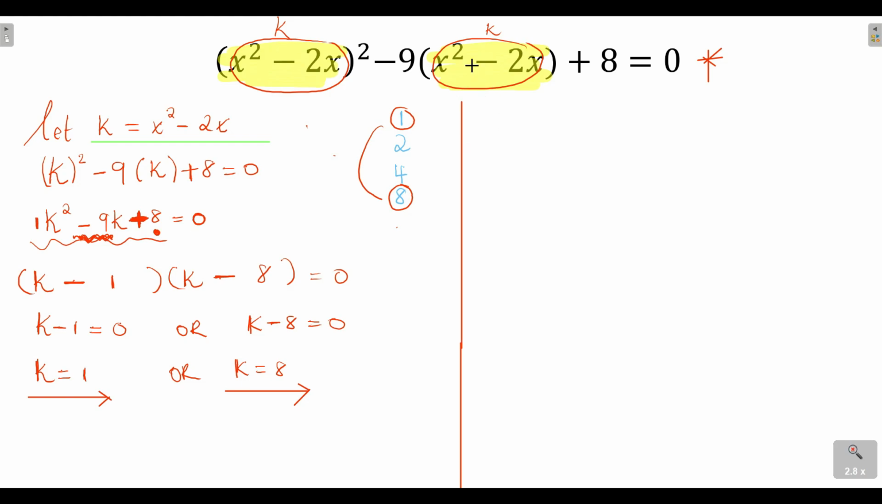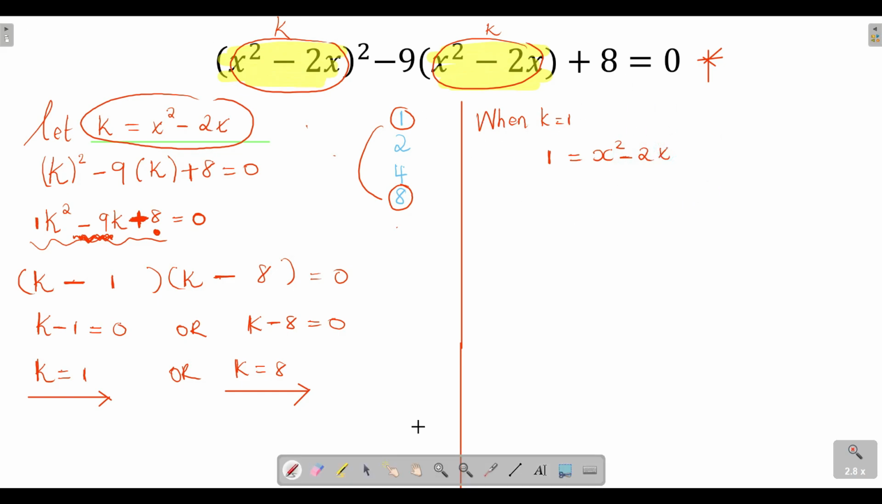So when k is equal to 1, we're going to take that equation and substitute 1 where we see k. So it's going to be 1 is equal to x squared minus 2x. So what do we see here? We already see that we've got a quadratic equation that is not in its standard form.